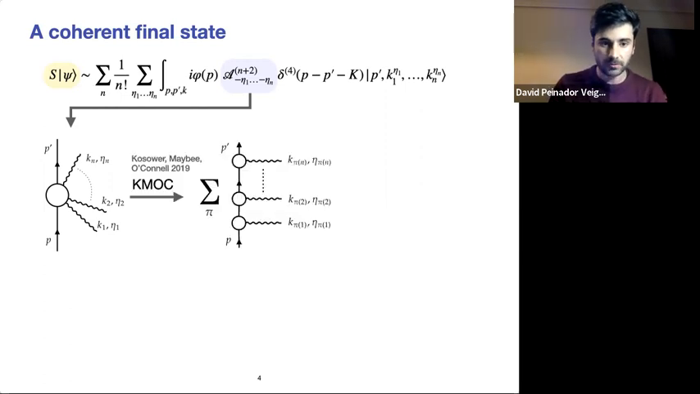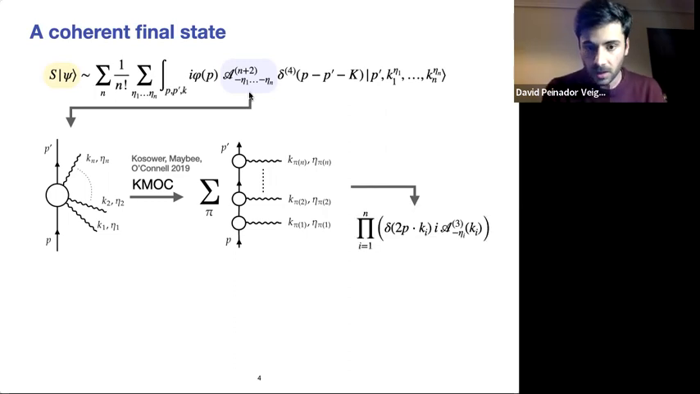So we're going to use the KMOC formalism. KMOC stands for Kosower, Maybee and O'Connell. And then you get a simplified version of this amplitude, which is just a sum over permutations of the half-ladder diagram. Moreover, this gets further simplified when you realize that the external photon legs have momenta proportional to ħ. So the internal propagators are to leading order on shell as well. So if you work things out, you realize that you can write this thing as the product of n copies of the 3-point amplitude, together with some delta functions.